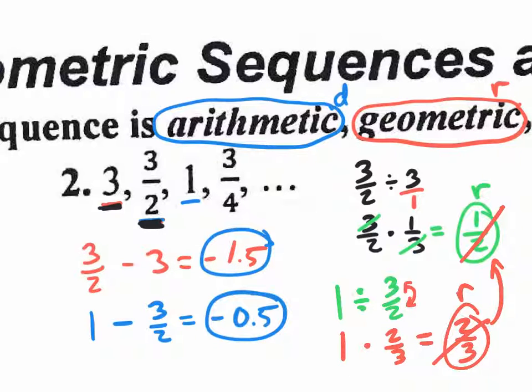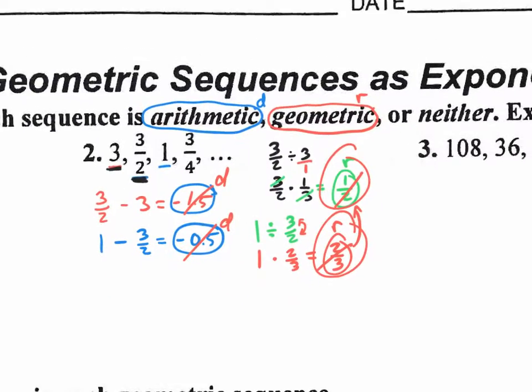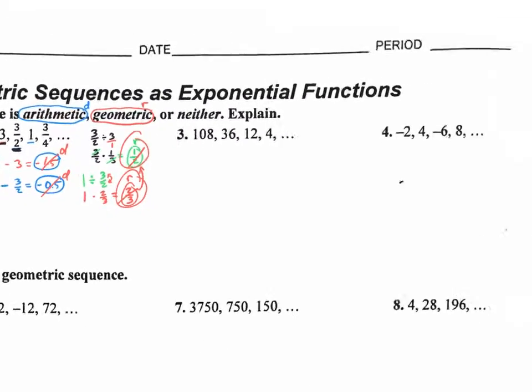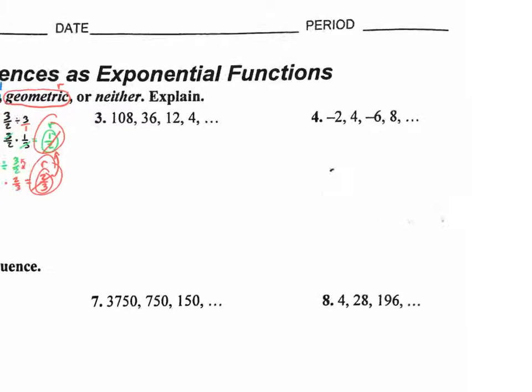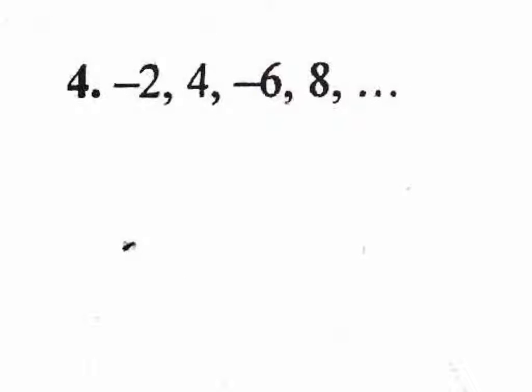So there was no common difference, right? We tested the difference over here. They were not the same. There was no common ratio here or here, so it's neither. Number 2 is neither. And of course, you could always check the back to see if you did it correctly. I recommend you try all of them. The answers are on the back on all of them. But I assigned the even ones, so you have to at least do the even ones.